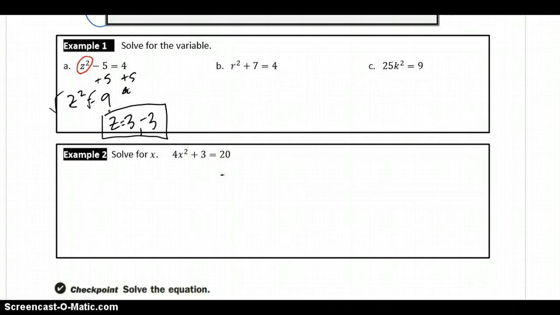Both of those values, if I plug them into my original equation, will make that equation true. So you do have to have both of those solutions. You can't have just one.